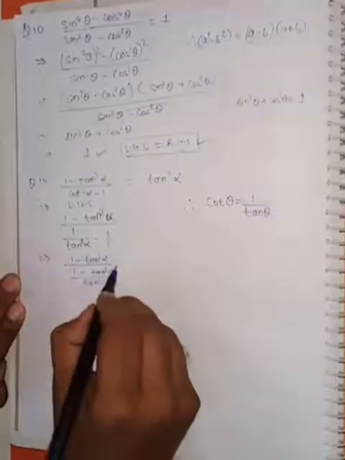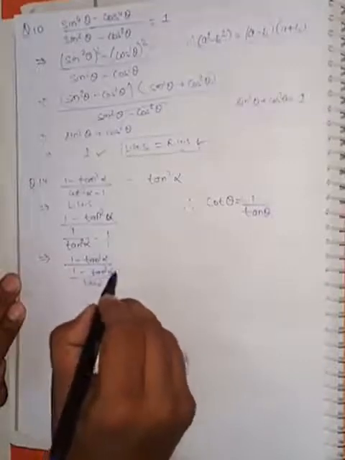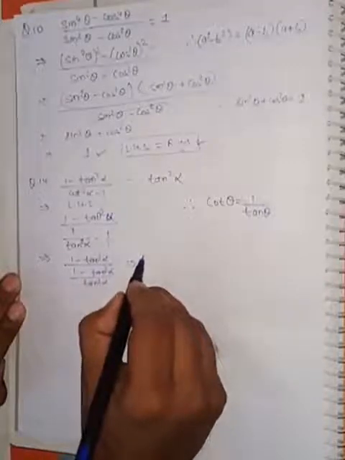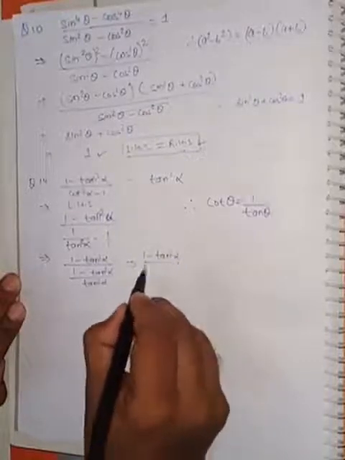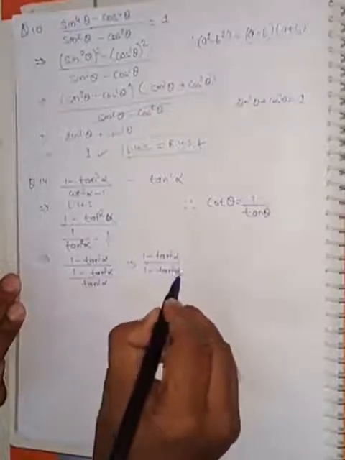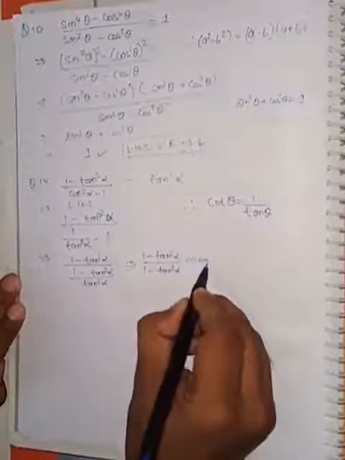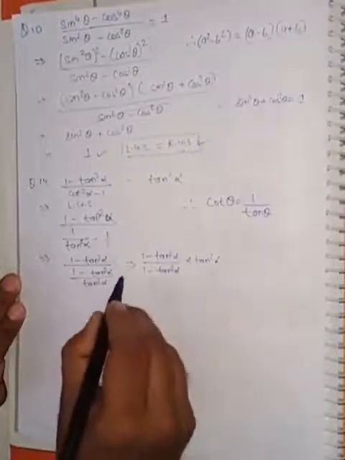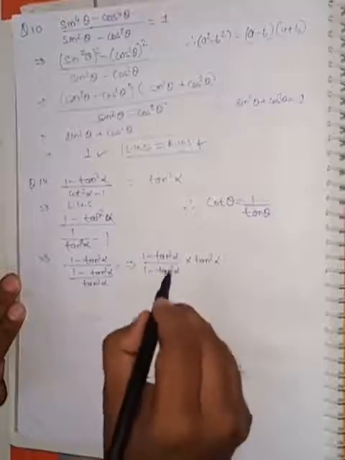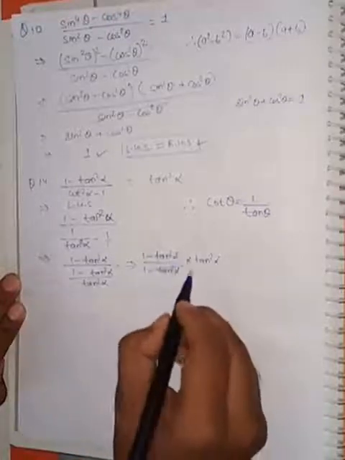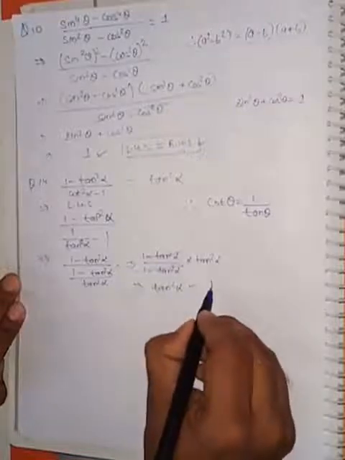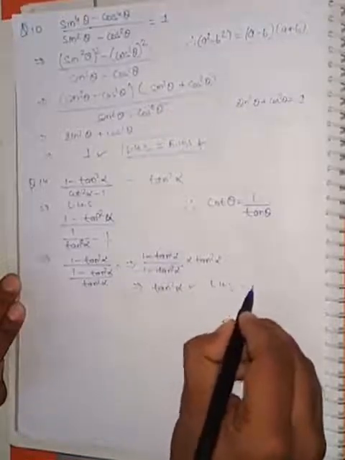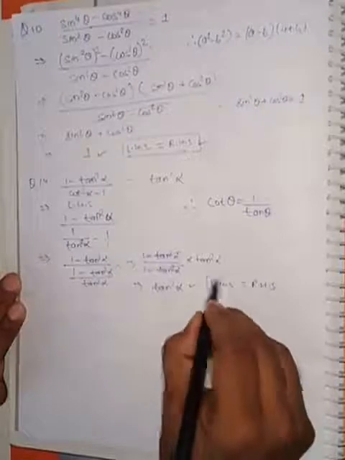Here, the 1 minus tan square alpha divided by 1 minus tan square alpha, multiplied by tan square alpha, comes upside. Correct. So this and this value are the same and will cancel, and we remain with tan square alpha. So our left hand side is equal to the right hand side.